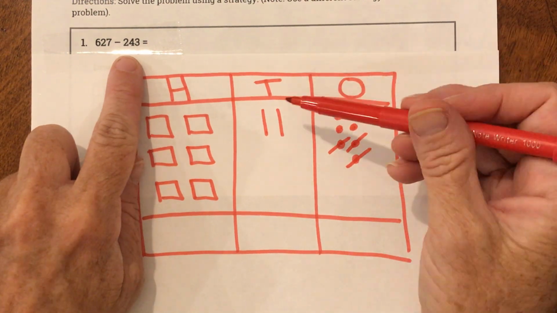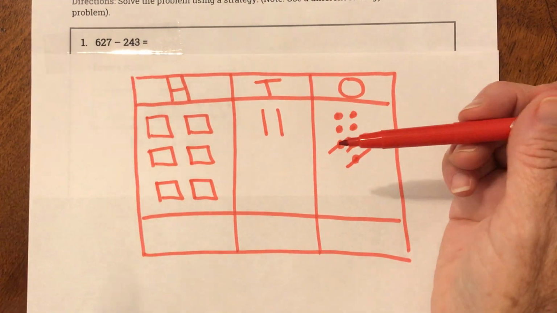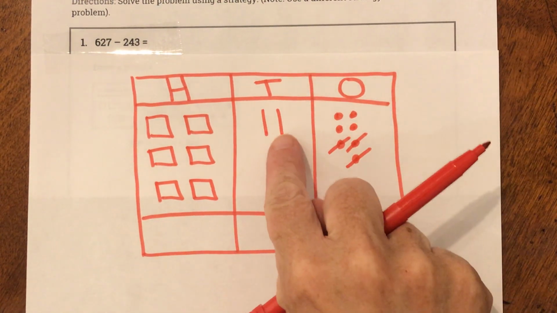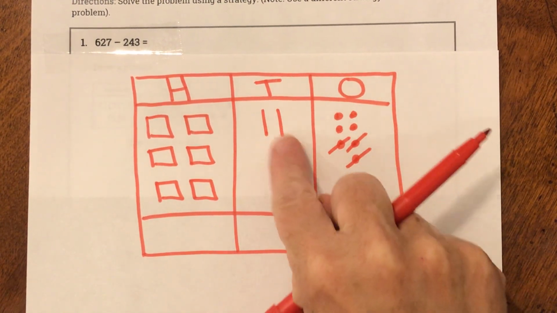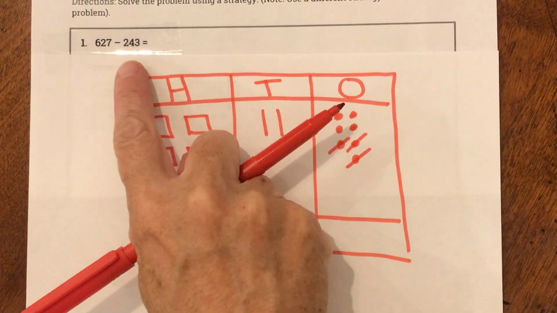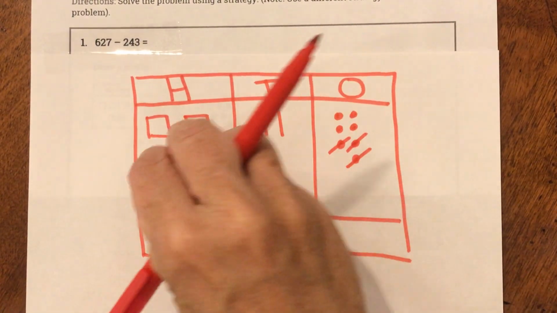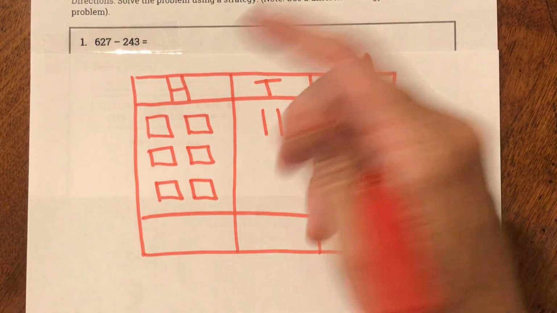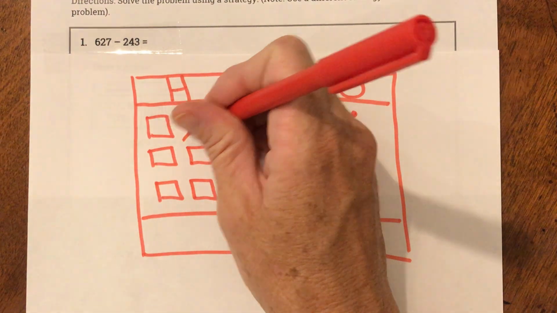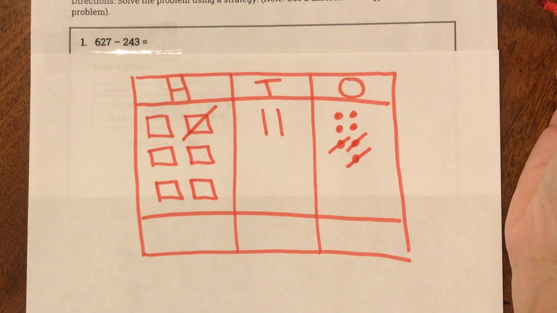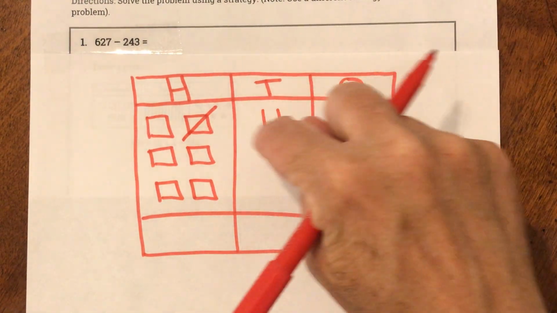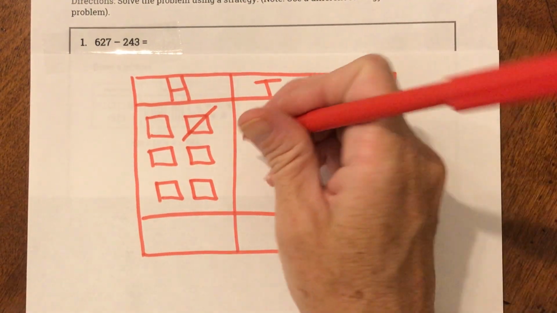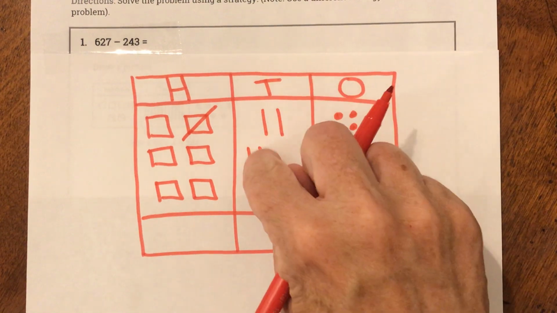Okay, now I have 2 tens and they want me to take away 4. Yikes. If I look, I don't have enough to take away. I only have 2 of them, and they want me to take away 4. So I need to come over here and I need to decompose. Remember, decompose means to break apart. I need to take one of these hundreds mats away and I need to decompose it into tens. So a 100 mat is worth 10 rods.